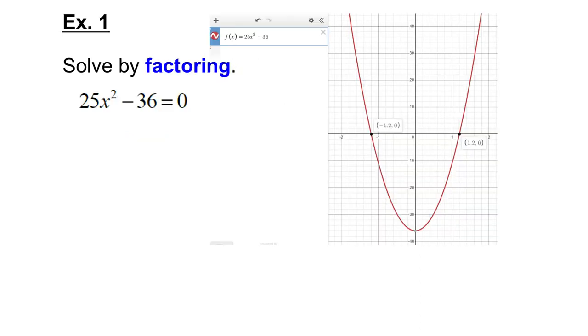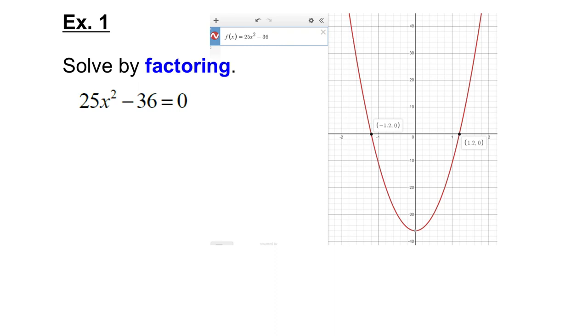So here's my first example. We're going to solve this equation by factoring. Now before we get to that, here's how we would solve this by graphing. I would take this equation that's equal to 0, and I would turn it into a function. Graph the function f of x equals 25x squared minus 36. So I'm just going to graph this.